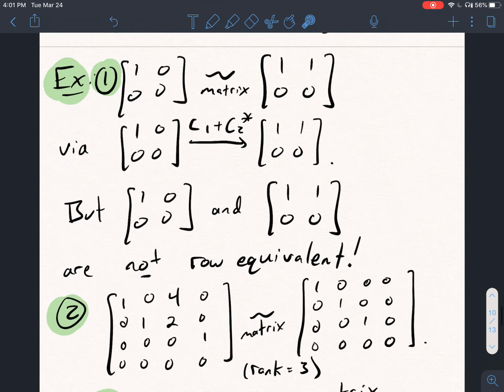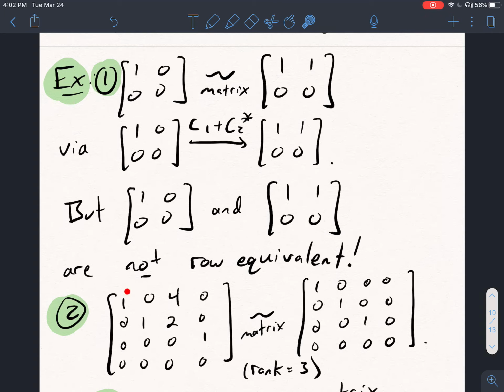Here's a bigger example. Here's a rank 3 matrix. So I already put it in reduced echelon form. Remember, every matrix has a unique reduced echelon form. And therefore, every row equivalence class of matrices is represented by a unique reduced echelon form matrix. So with this reduced echelon form matrix, I could do column operations to simplify it even more than it already has been.